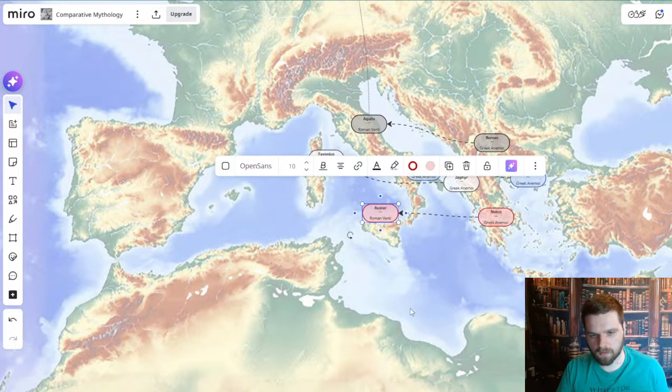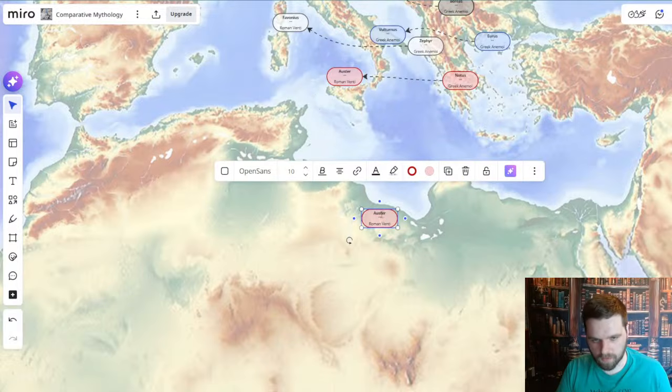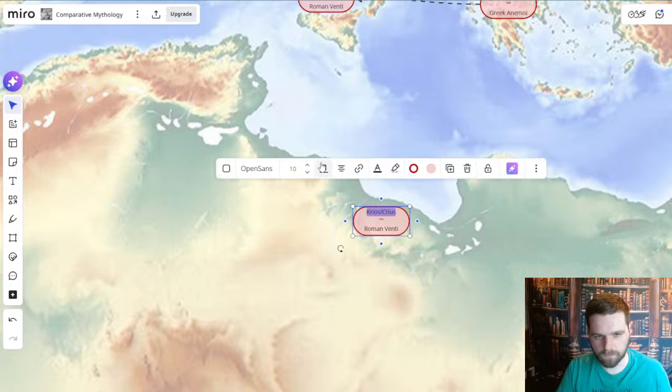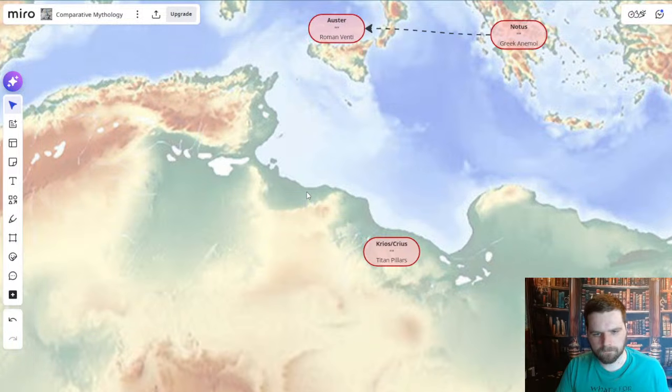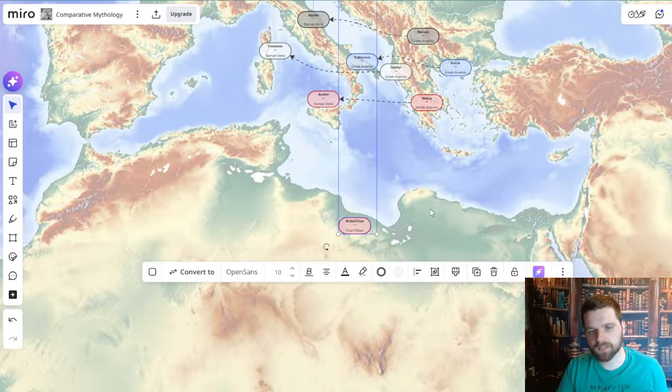They are associated with the south, and also the equator is Koios, or sorry, not Koios, Krios. The Titan pillars. So he's not only associated with the south, but with equators.